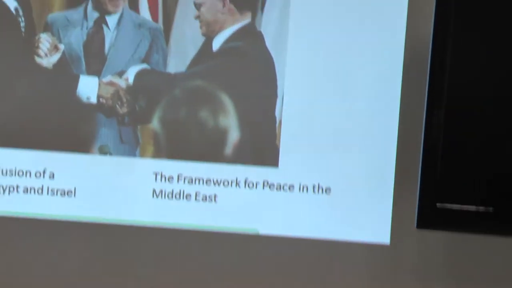But it's important to first put the framework of the peace process. Where does it come from? The first and most important source of the framework that we are living in today starts in 1978 with the Camp David Accords between Egypt and Israel.